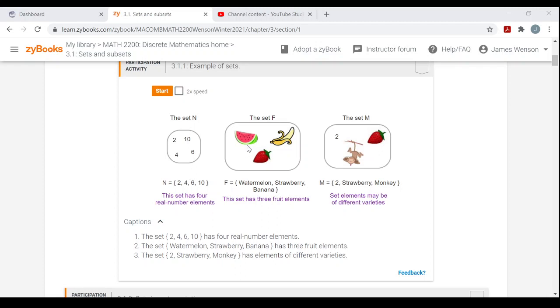Set F here has a watermelon, a banana, and a strawberry. So you have curly braces, watermelon, comma, strawberry, comma, banana. All right. Hopefully very simple. This set M has 2, strawberry, monkey.